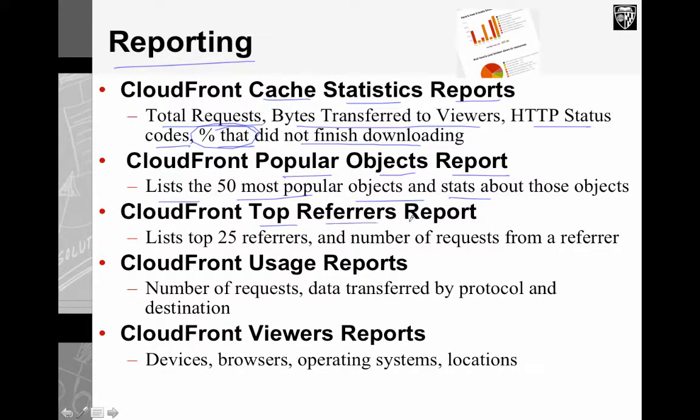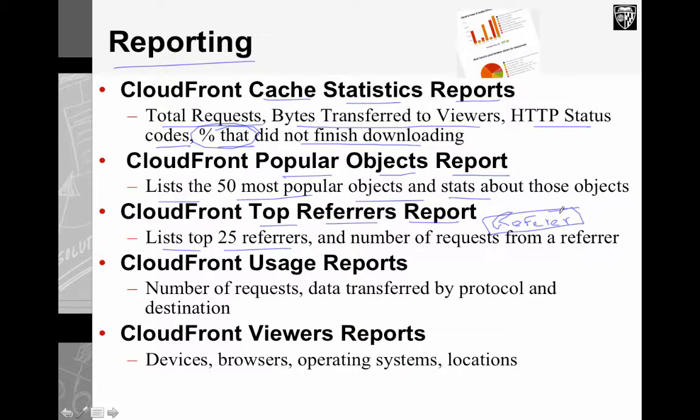There's also a top referrers report. It basically lists the top 25 referrers, top 25 URLs from which the requests are coming in. There is a header called the referrer header. It so happens that the referrer header is misspelled in the HTTP specification. It's R-E-F-E-R-E-R, although the actual spelling for the word is R-E-F-E-R-R-E-R. That referrer header tells you from which URL the user came to get to this URL that you're serving.